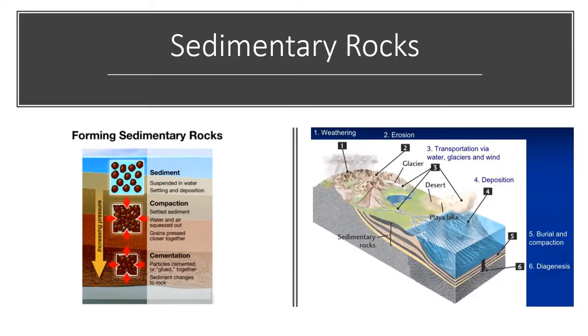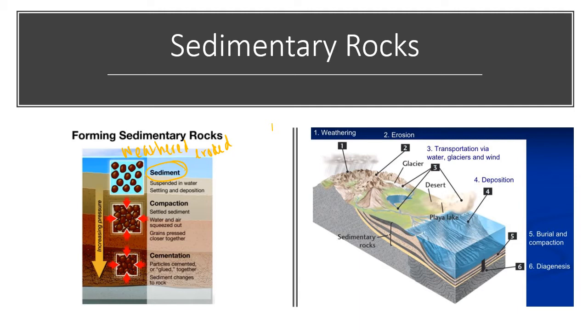Okay, so just again, going over sedimentary rocks. So forming from sediments, so it has to start as sediment. A sediment is something that must have been weathered and then eroded. Okay, and then it gets compacted, so it says settled sediment. Water and air get squeezed out of it, so all the sediments get pressed closely together and then cemented or glued together, and then we have a rock.